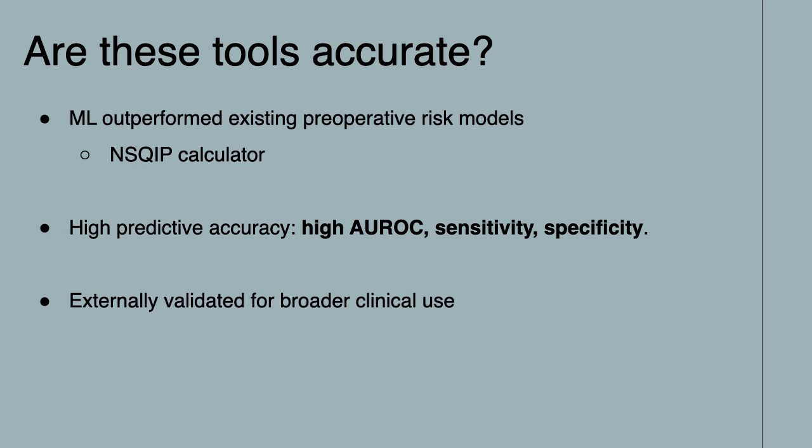So are these tools accurate? In a large scale study involving over 1 million participants, it demonstrated that machine learning actually outperformed current preoperative risk tools like the NSQIP that we discussed before. And these algorithms scored highly in sensitivity, specificity, and area under the curve, proving its external validation and showing that they're reliable factors for broad clinical applications.